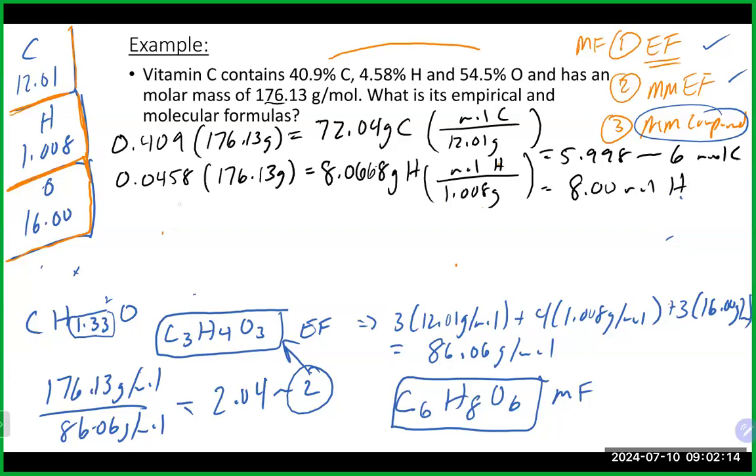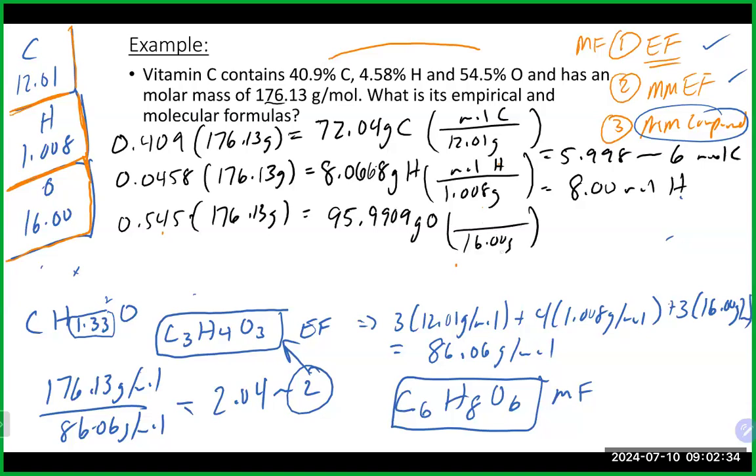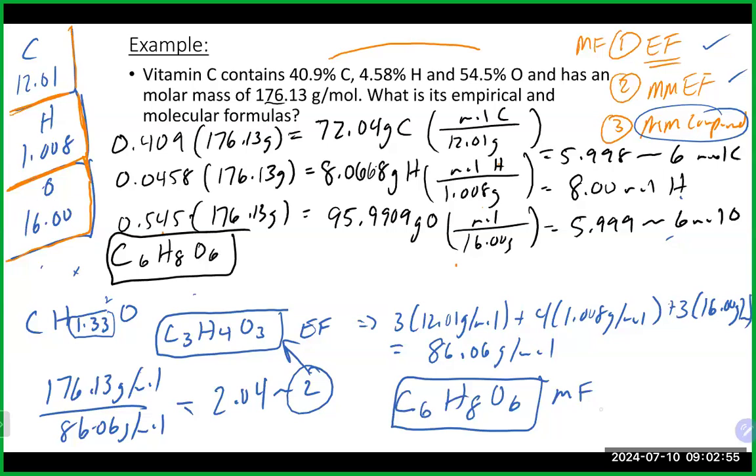And lastly, 0.545 times our 176.13 grams for our oxygen is going to get us about 95.9909 grams of oxygen, divided by the molar mass of oxygen, 16 grams per mole. That's going to get us again about 5.999, which is pretty close to 6 moles of oxygen. That again, if you take this approach, will not give you your empirical formula, but will hit you with the molecular formula first, like we got down here.